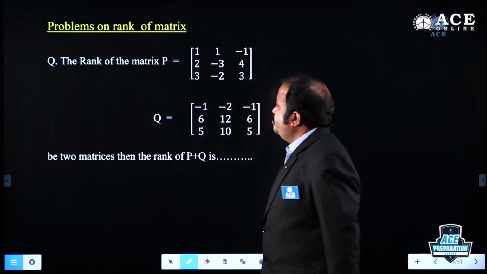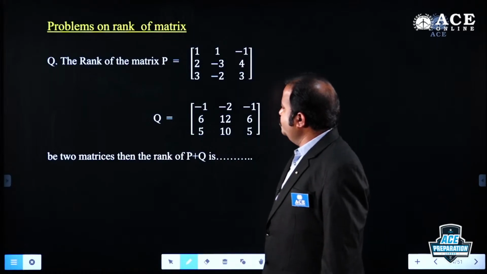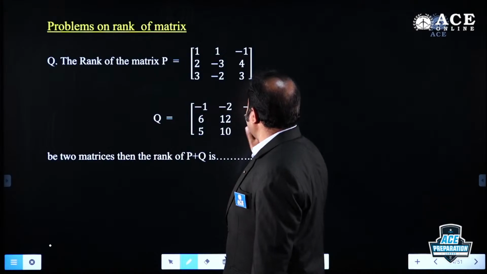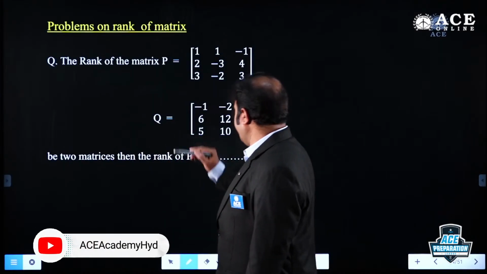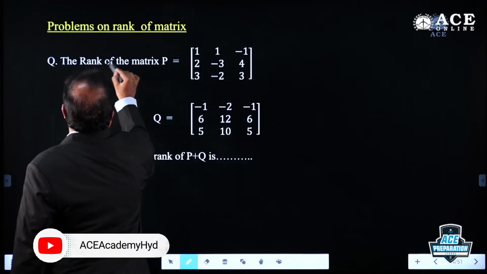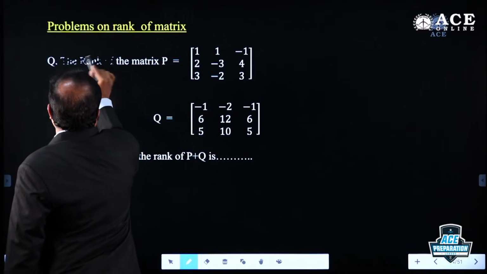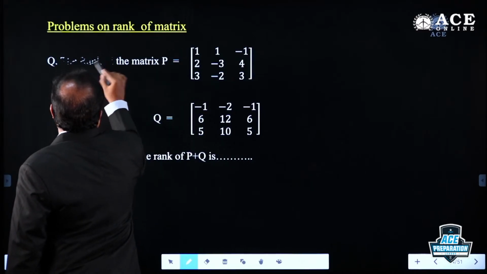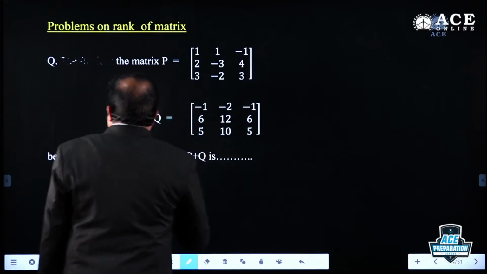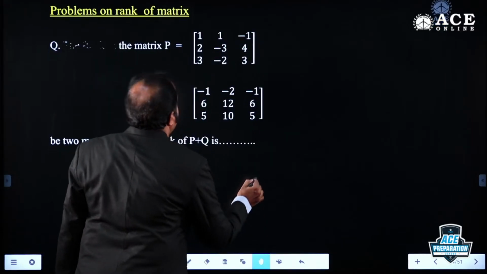The rank of the matrix P equals 1 1 minus 1, 2 minus 3 4, 3 minus 2 3, and Q equals minus 1 minus 2 minus 1, and so on, the two matrices. So here the question is: consider the matrices P and Q. Then what is the rank of P plus Q? Take the summation of the two matrices.